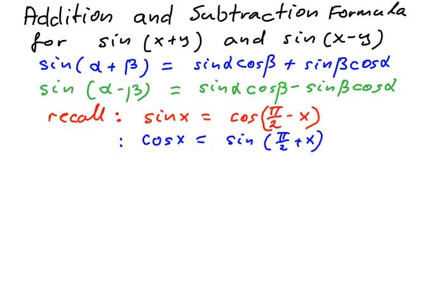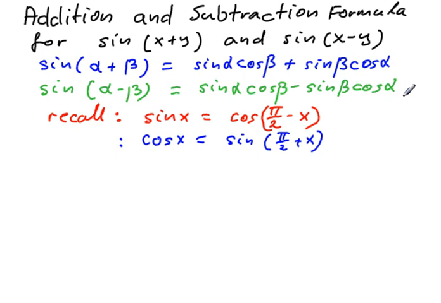Right, addition and subtraction formula for sine ratio. So we will show that sine alpha plus beta is equivalent to this sum, and also that sine alpha minus beta is equivalent to that difference of two products.